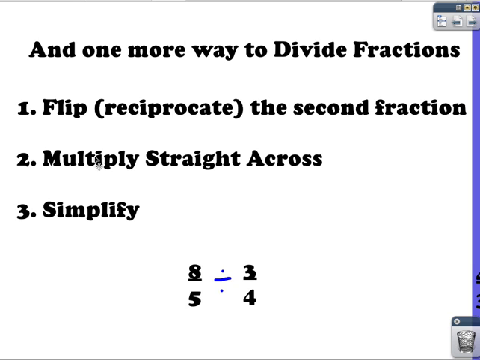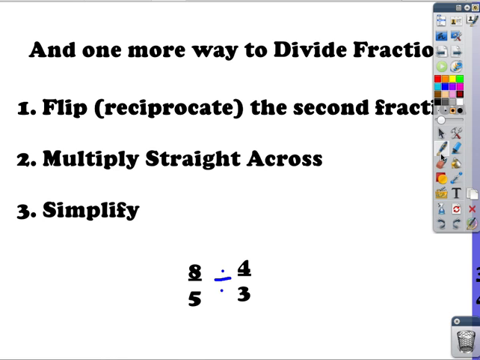So instead of saying, if we look at our problem of 8/5 divided by 3/4, I can reciprocate or change the second fraction. So all I did was make the 4 go on the top and the 3 on the bottom. I reciprocate it, and then I need to just multiply straight across. So 8 times 4 is 32. 5 times 3 is 15.